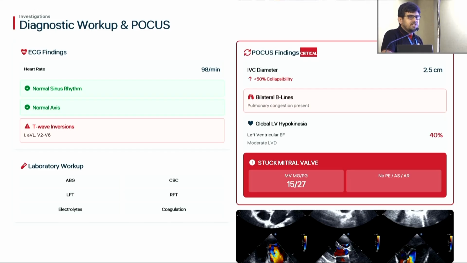So it was probably due to the regurgitation or the mitral valve stenosis that was occurring because of the thrombus obstructing the mitral valve, and the patient was having acute heart failure. For that, he had bilateral B lines on lung ultrasound. His ejection fraction was 40, which was a moderate ejection fraction. And as you can see in the picture below, the mitral valve mean gradient was 15 and the pressure gradient was 27, which was pointing towards mitral valve thrombosis, and there was a restriction of movement when we did a transthoracic echo.